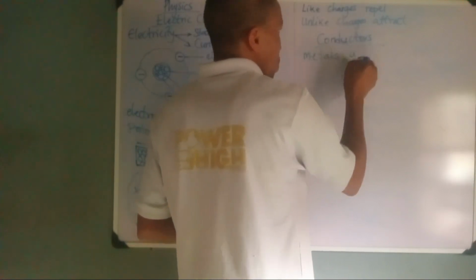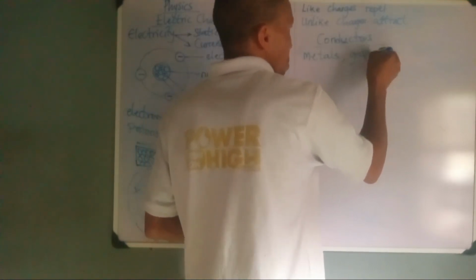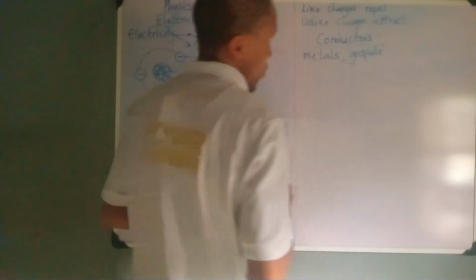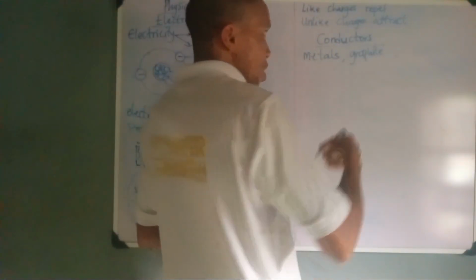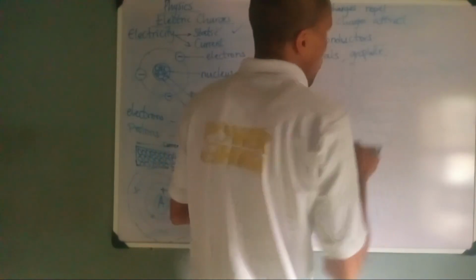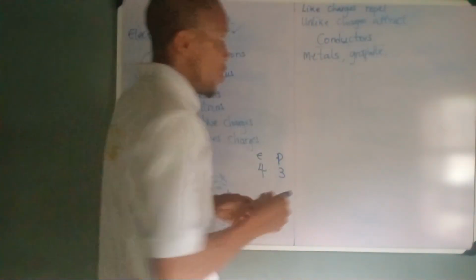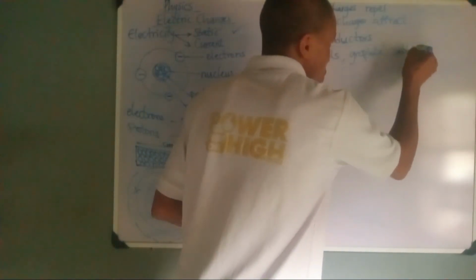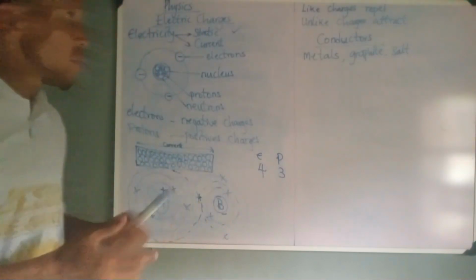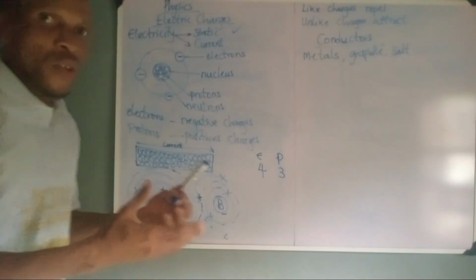Not only metals, we also have graphite, which is not a metal, but it's also a conductor of electricity. Then we can have things like damp air and salt solution. They are also what? Conductors of electricity.